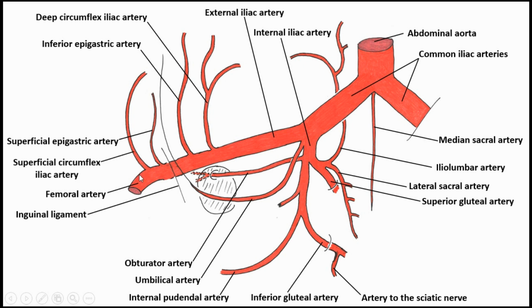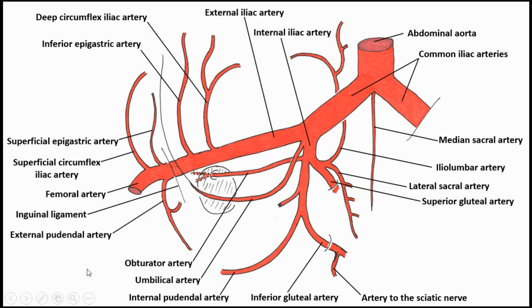And then we have the superficial circumflex iliac artery, which travels more laterally along the inguinal line between the thigh and the lower part of the abdomen, and just heads up towards the iliac spines, so towards the inferior and superior anterior iliac spines. And then we have a small branch passing inferiorly.